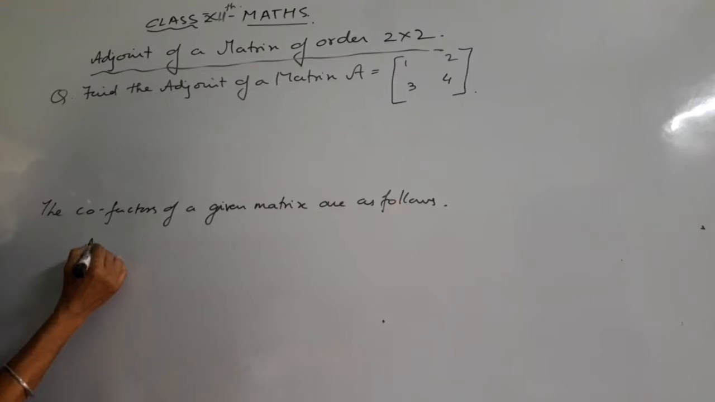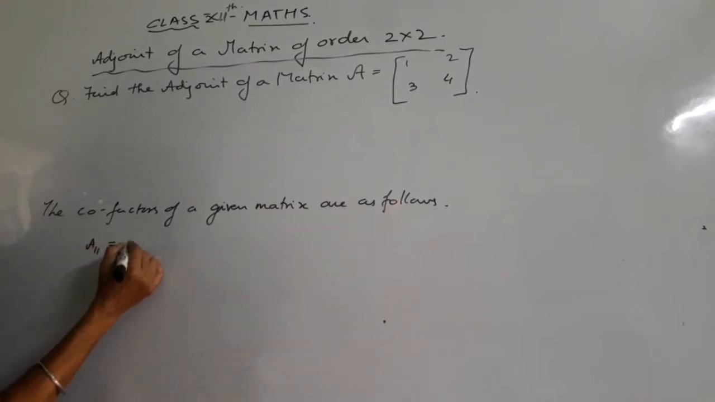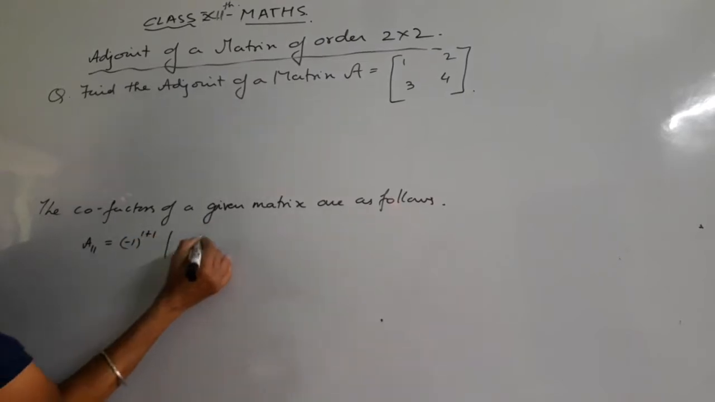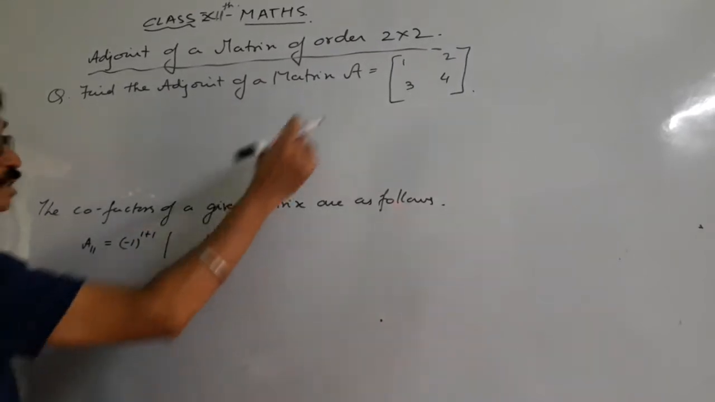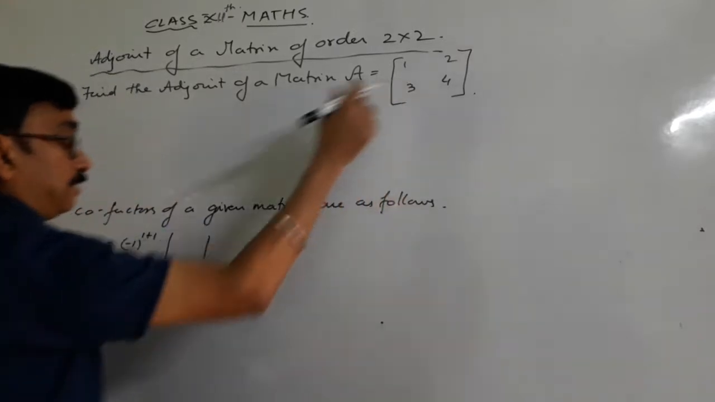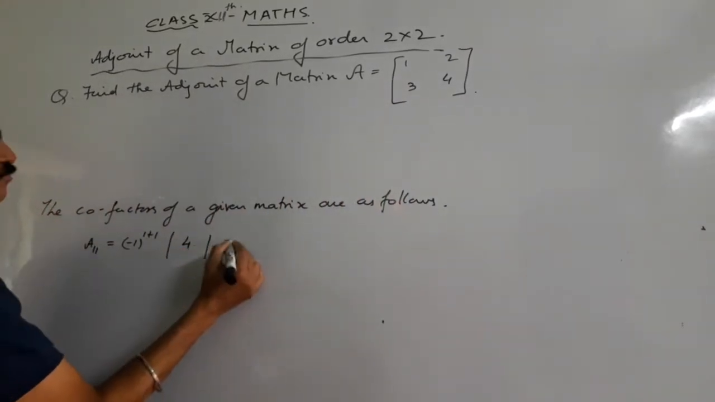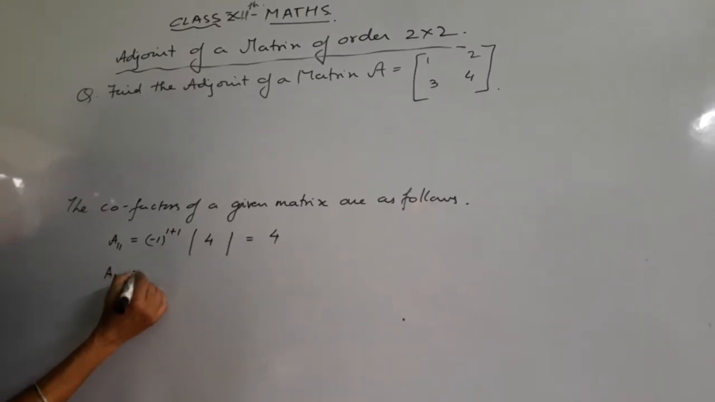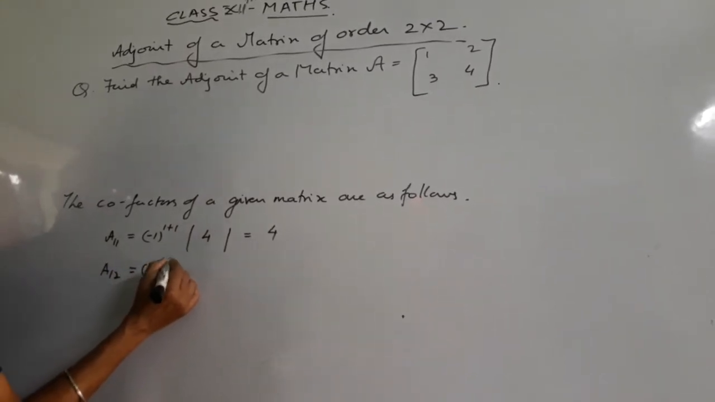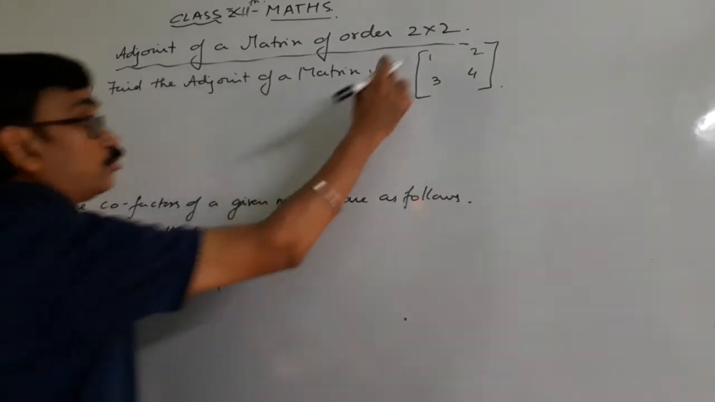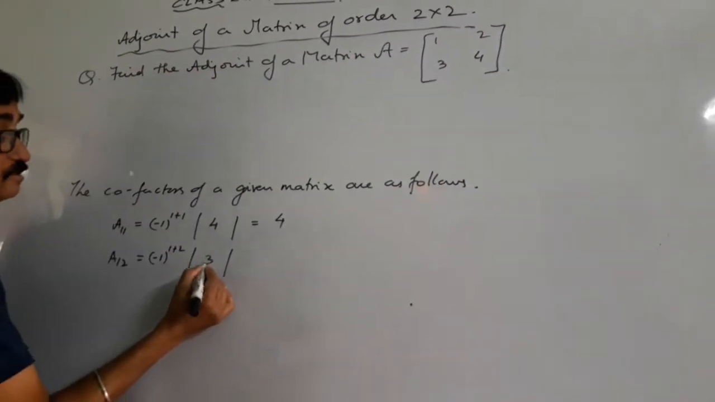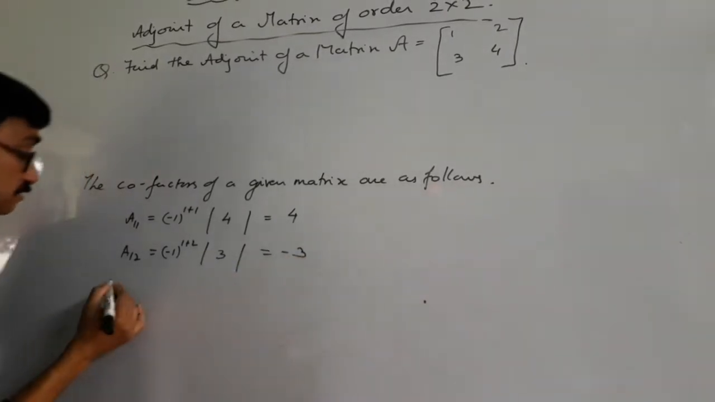A11 will be equal to minus 1 to the power 1 plus 1, and the first row and first column will be deleted, left out with 4, we get 4. Second cofactor A12 is minus 1 to the power 1 plus 2, first row and second column deleted, and we get 3, it becomes minus 3.